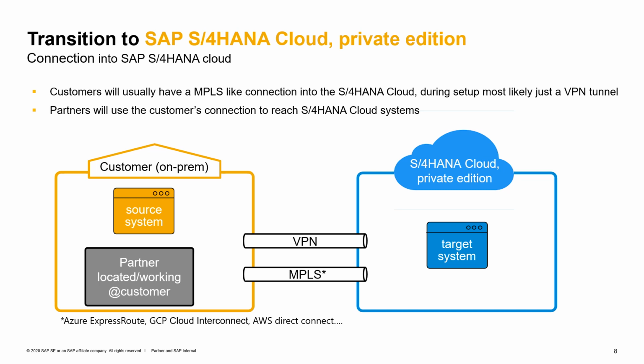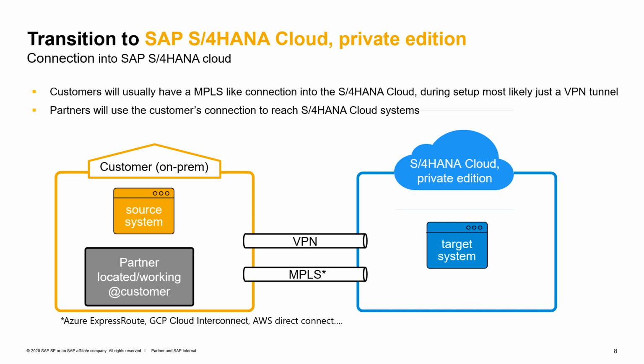Before we get into the details of the transition, let's have a look at some general concepts. The first one is the connection to the S4HANA Cloud. We know that customers will have over time an MPLS-like type of connection into the S4HANA Cloud. Depending on the hyperscaler in use, we have different technologies supporting this. Anyhow, during the setup and the initial project, most likely this will just be a VPN tunnel.